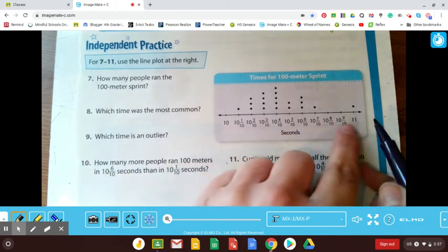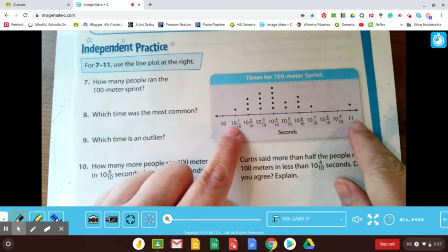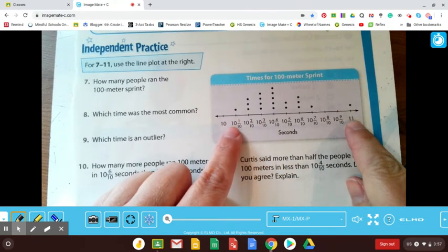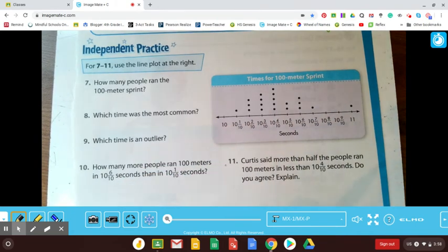This guy over here, all the way to the right, he took 11 seconds. Now, I feel bad for him because he lost, obviously. But he's not that far off from all the other people. All right, well, now let's answer some questions.